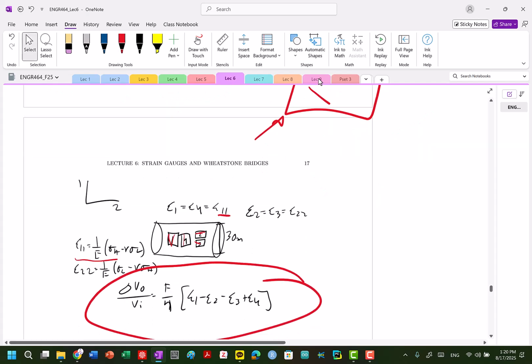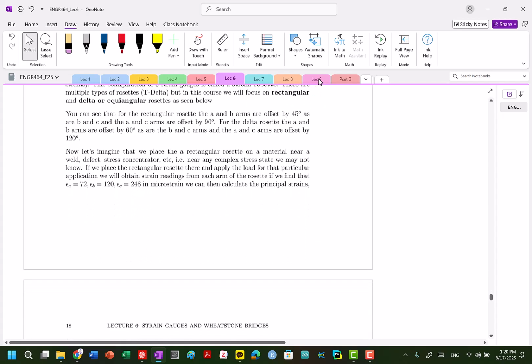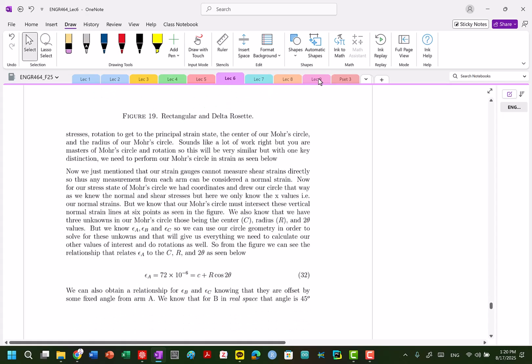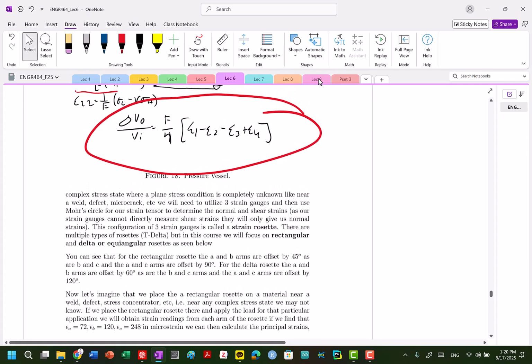And a strain rosette is basically a device, you can see it here, where you have multiple strain signals arranged at particular directions. Rectangular, all are 45 degrees apart. Equiangular, or a delta rosette, is 60 and then 120, so they're 60 degrees apart from each other. When you take measurements with this rosette, you can see this offset.